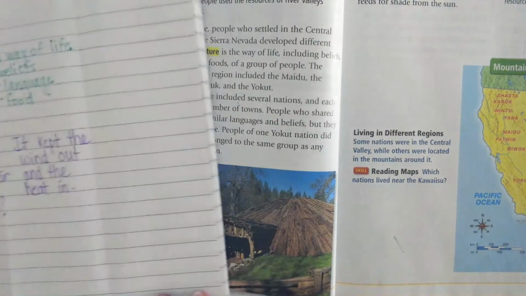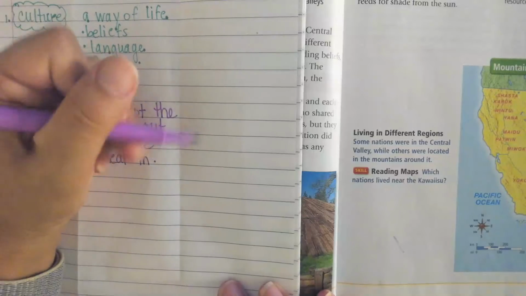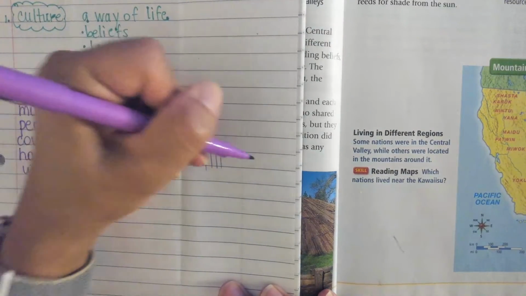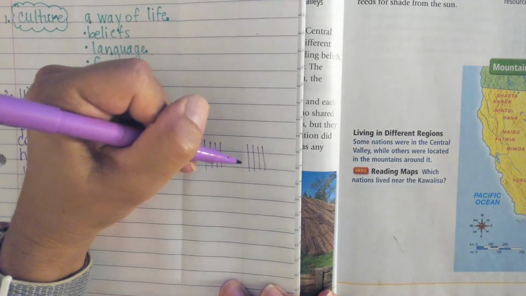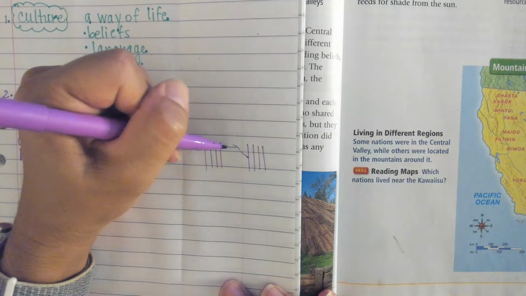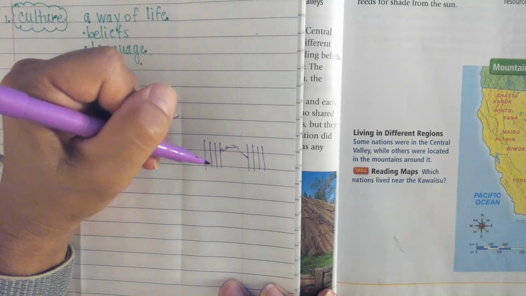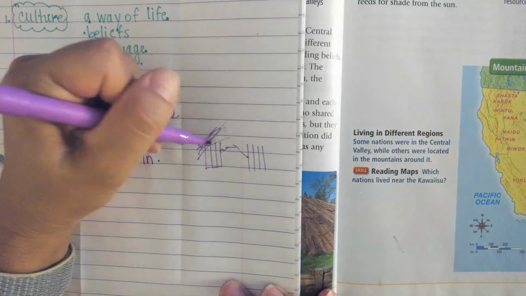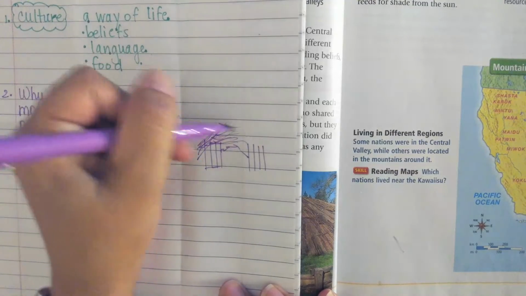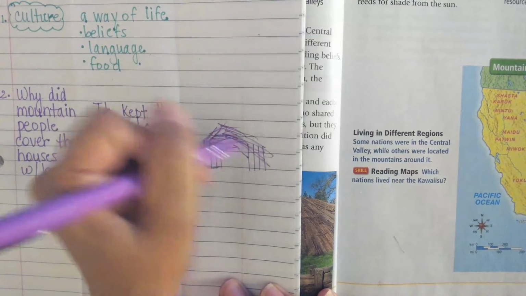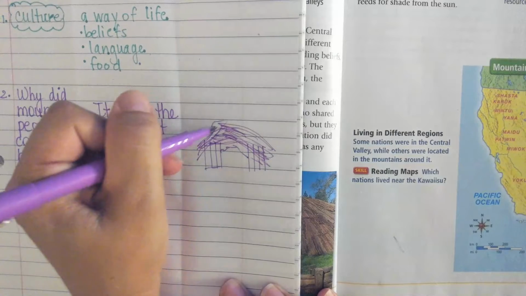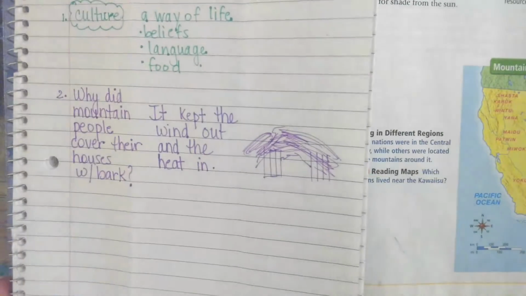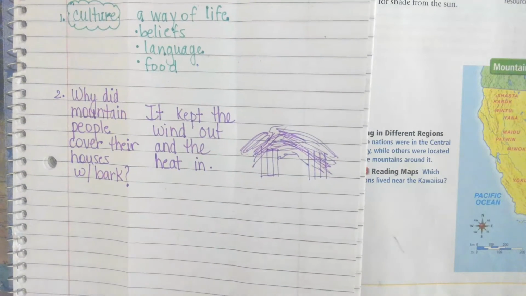And I'll draw a picture similar to this one. They have their house. They have their doorway. And then here, what I'm drawing is bark. Bark from trees, covering their walls, keeping the heat in, keeping the cold out.